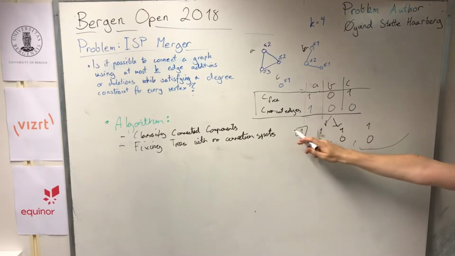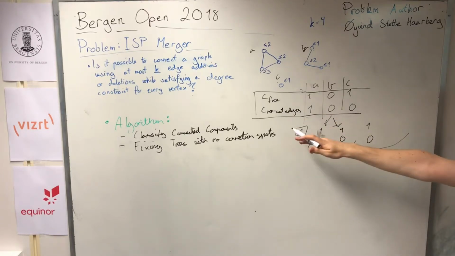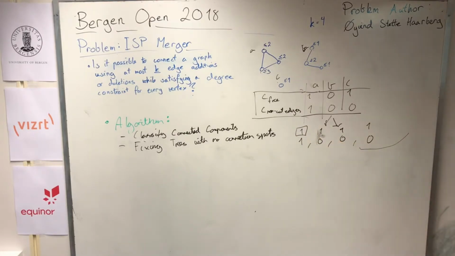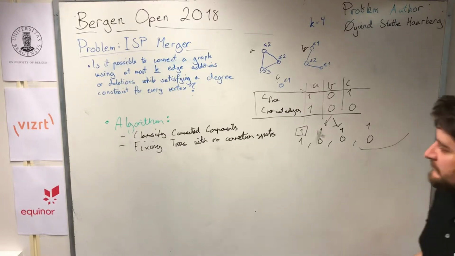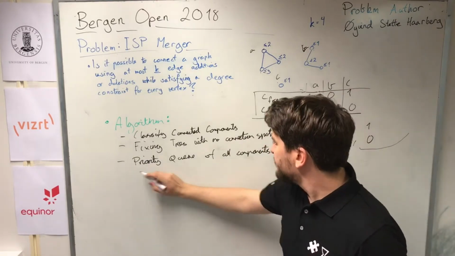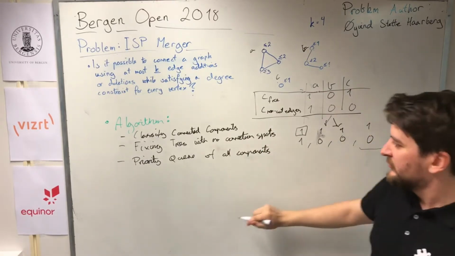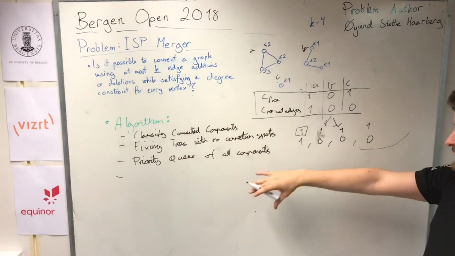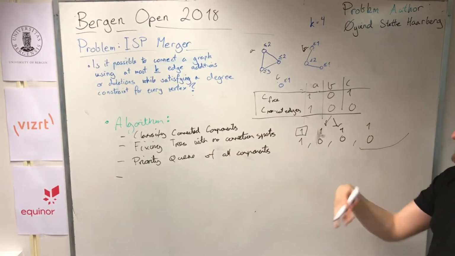Then we sort by number of free spots, and we can tie break on total edges. So to do this efficiently, we want to create a priority queue. We put all components into this priority queue. So now we're going to go into a loop, which we continue until we have either only one component or we have exceeded our budget.